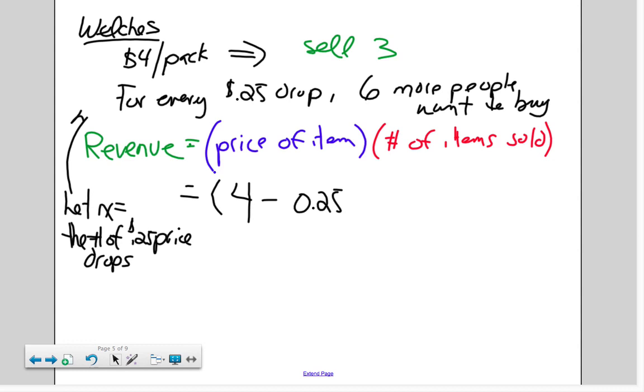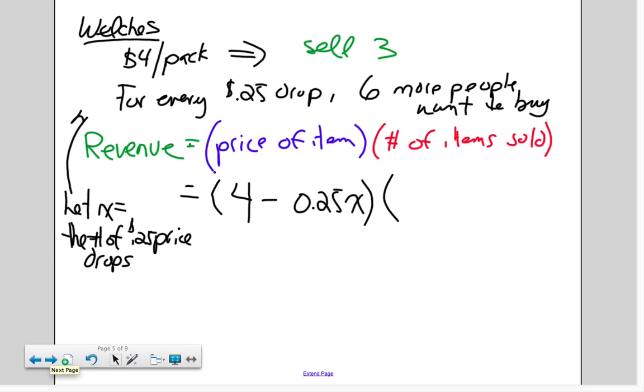Minus 25 cents times the number of price drops. Right? So if I drop the price twice, the price is really $3.50. If I drop the price 4 times, then the price would be $3. Now, what's the number of items sold? How many packets do I actually sell?